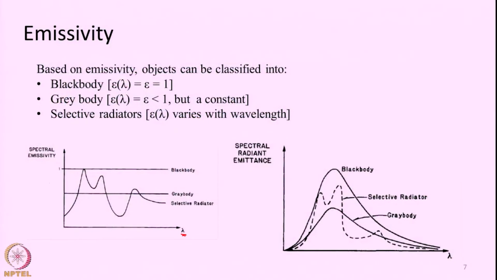So, maybe we will see how objects are classified based on this emissivity a little bit in more detail. As I said, objects which have emissivity equal to 1 are known as black bodies. So, for them emissivity will be equal to 1 in all the wavelengths, maybe we will see in this particular slide. This is wavelength, this is emissivity. For a black body emissivity will be a constant and it will be equal to 1 throughout, whatever the wavelength we measure. Such objects are called black bodies.